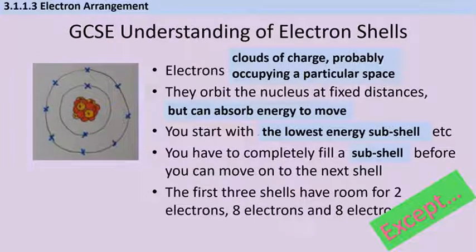The final point on our slightly too simple at GCSE list is about the number of electrons that fit in shells, and this links back with this idea about the fact that we couldn't start filling a new shell until we'd filled up the shell that we're in.